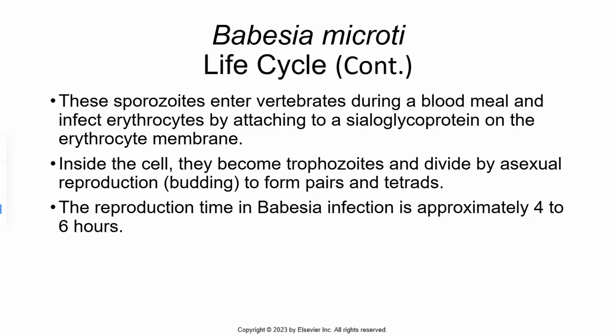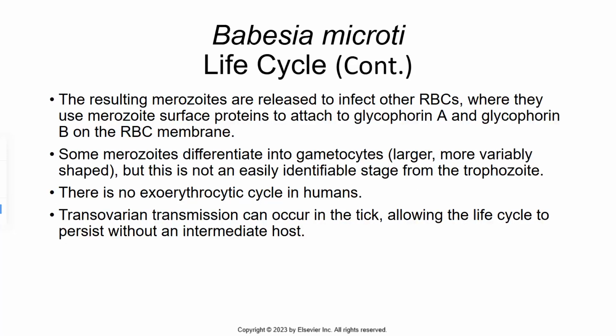Inside the cell, they become trophozoites and divide by asexual reproduction, budding to form pairs, tetrads, and the reproduction time in Babesia infection is approximately 4 to 6 hours. The resulting merozoites are released to infect other red blood cells, where they use merozoite surface proteins to attach glycophorin A and glycophorin B on the red blood cell membrane.